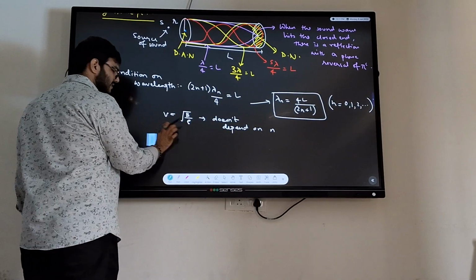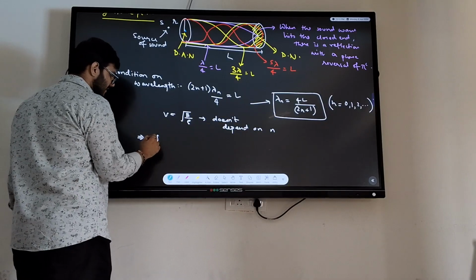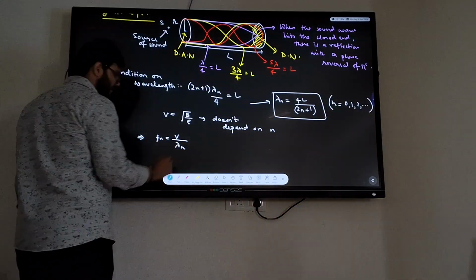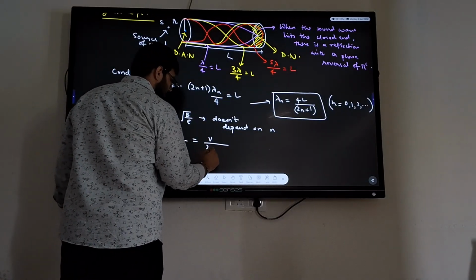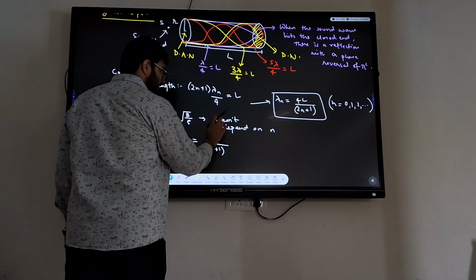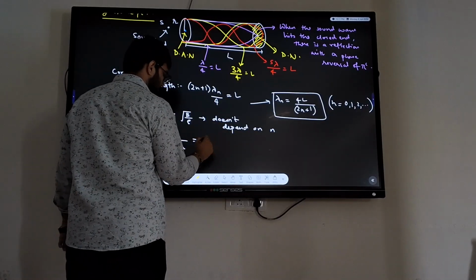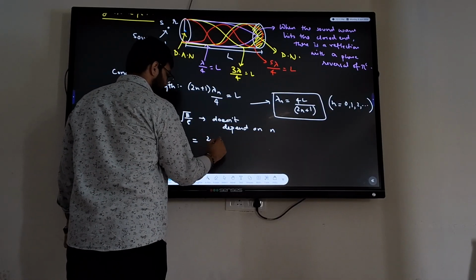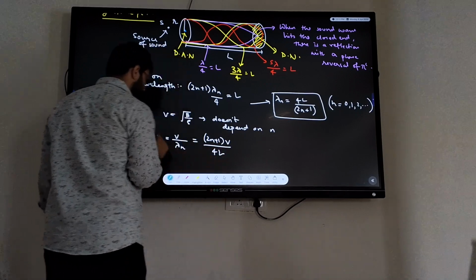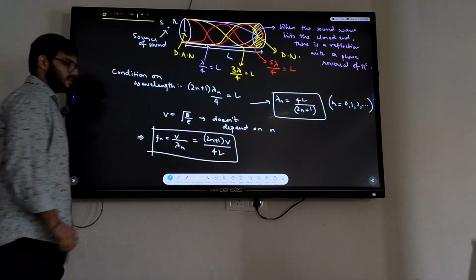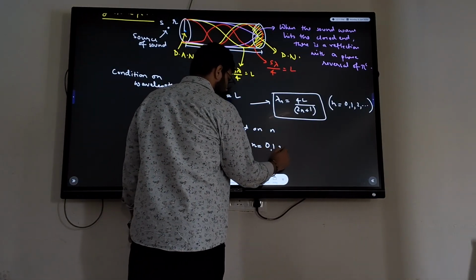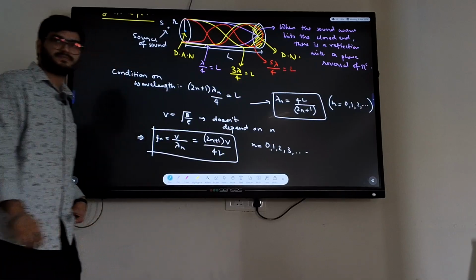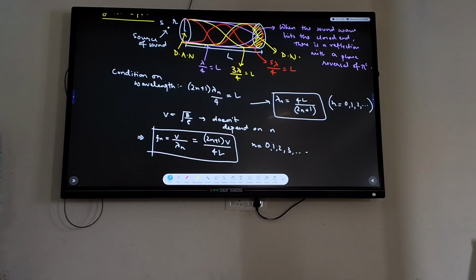V is equal to F lambda, then F equal to V by lambda, then Fn will be V by lambda n. And what will this be? V by 4L upon... what is it that comes on top? (2n plus 1) into V divided by 4L. What is the restriction on n? n is 0, 1, 2, 3 and so on. Yes? This is the frequency of nth harmonic.